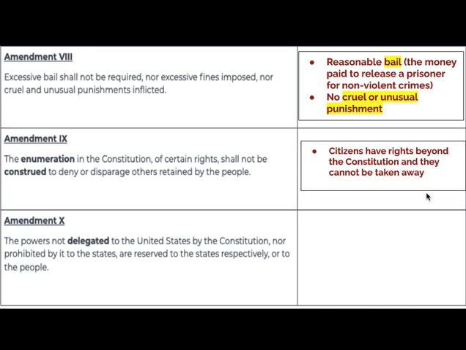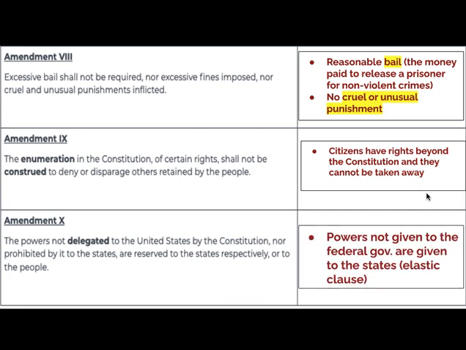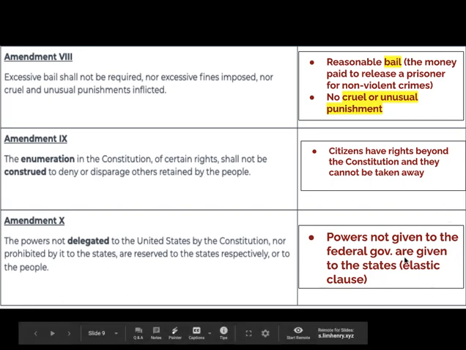And it can be added to and adjusted as time goes on, usually through either Supreme Court cases or constitutional amendments. Then the last amendment, you guys already know. It's the Elastic Clause. Powers not given to the federal government are given to the states. Remember, it's a loophole. It extends the powers of the states. This made those anti-federalists really happy.